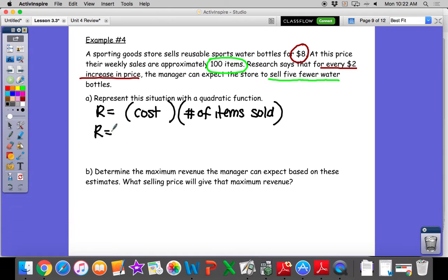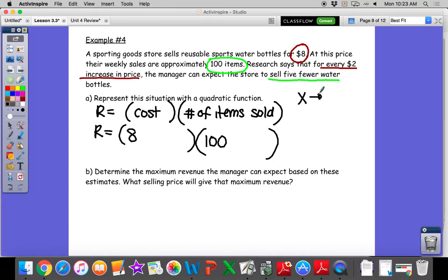So revenue will equal the original cost, which is $8. And the original number of items sold is 100 items. There's something we don't know. X is going to represent how many increases in price we do. So how many $2 increases are we going to make this water bottle cost?